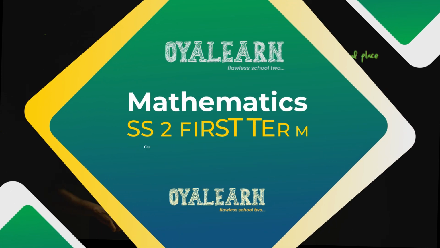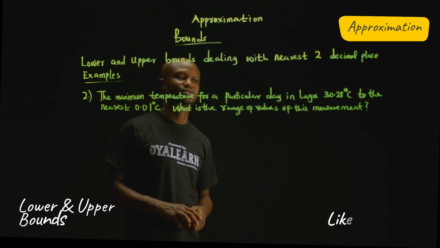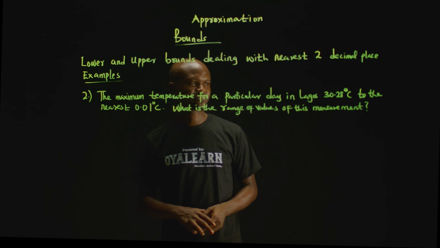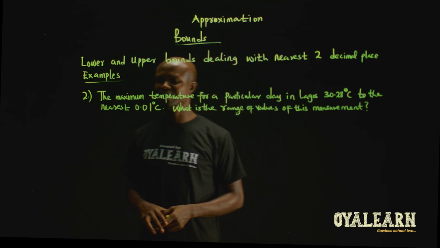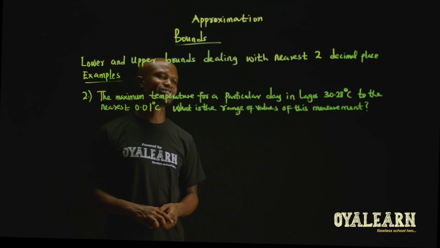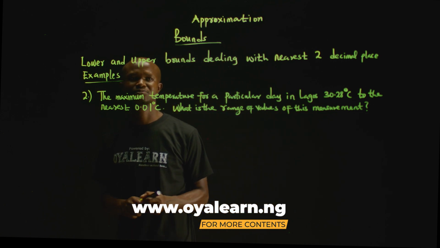The maximum temperature for a particular day in Lagos is 30.28 degrees Celsius to the nearest 0.01 degrees Celsius. What is the range of values of this measurement? Solution.